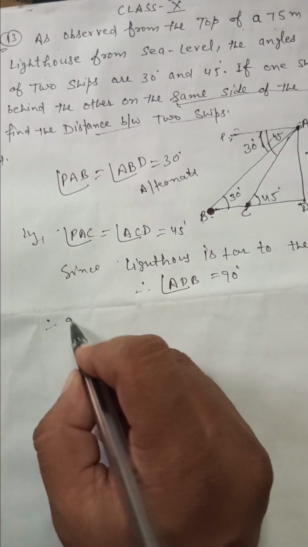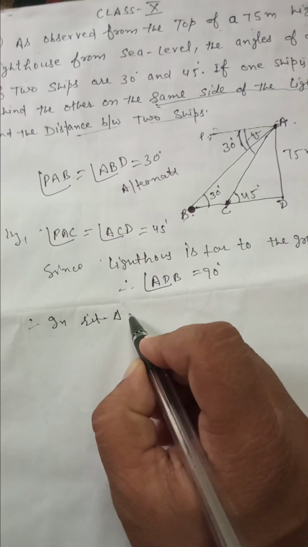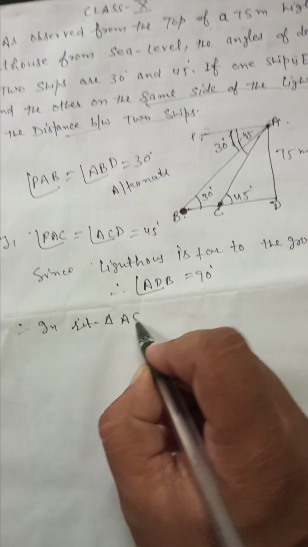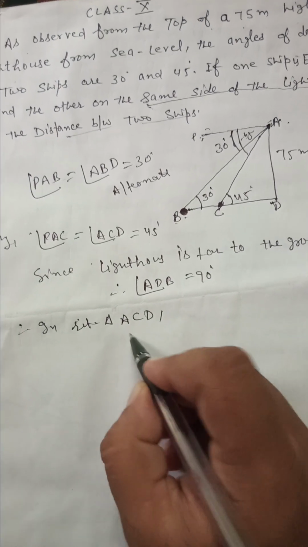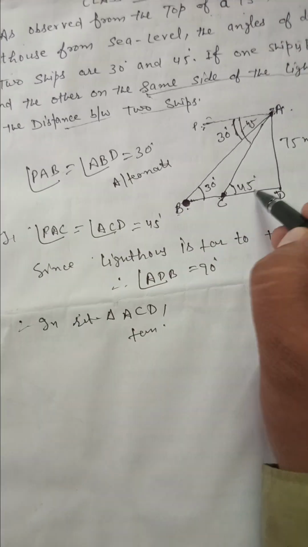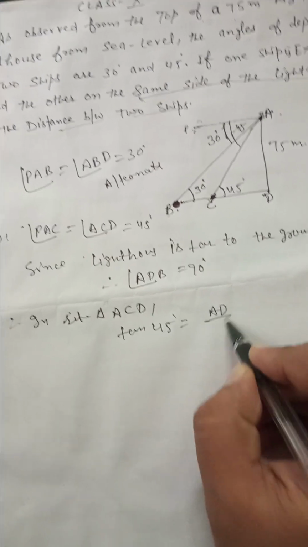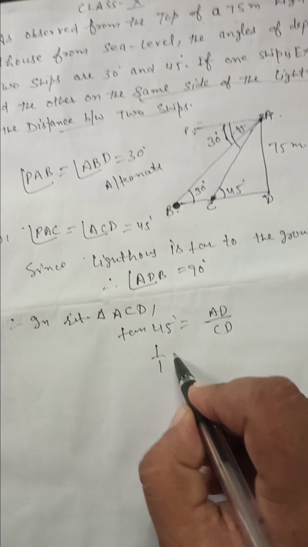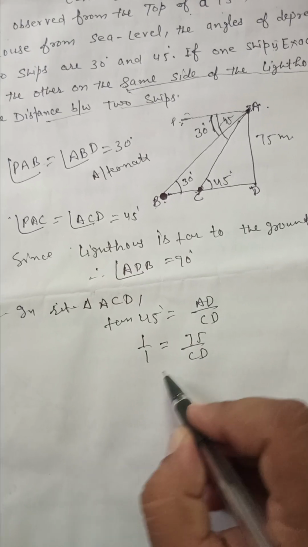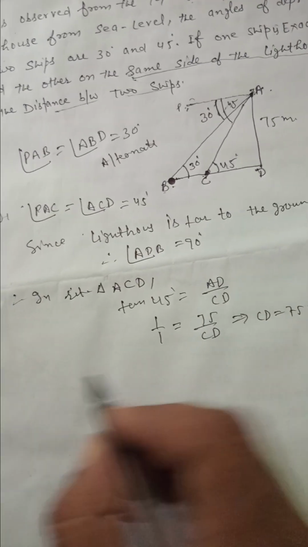So therefore in right triangle, first we will take right triangle ACD. With angle ACD 45 degrees, tan 45 equals AD upon CD. Tan 45 value is 1 and AD is 75, so 1 equals 75 upon CD, which implies CD equals 75 meters.